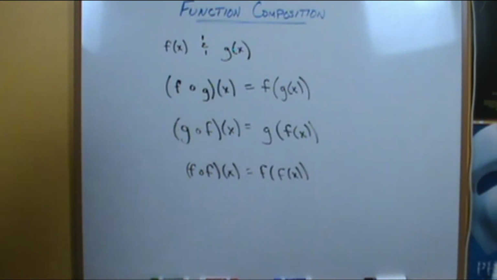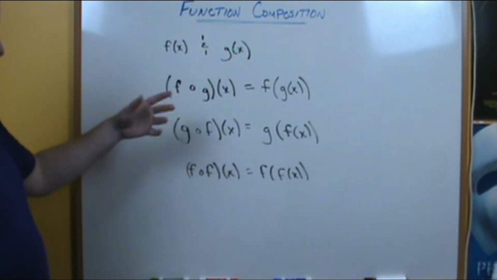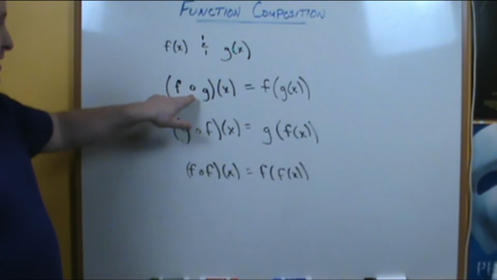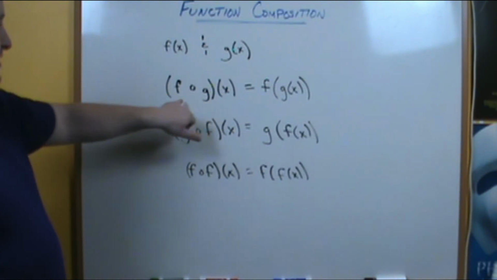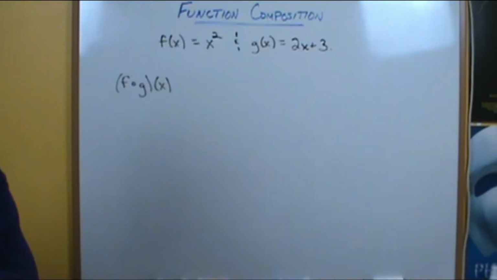It's important to know this circle here. It isn't an O, it isn't a 0. It's a mathematical symbol for two functions that says the composition of two functions. Alright, let's look at our first example here.